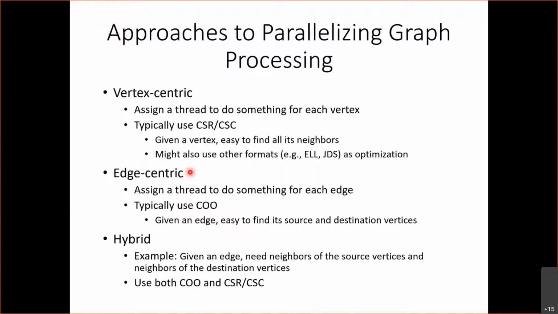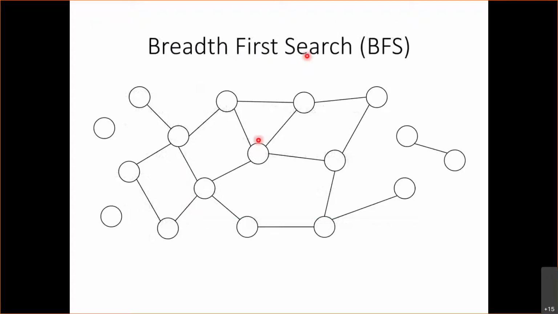Okay, so let's start with breadth-first search. What is the objective of breadth-first search? The objective of breadth-first search, at least the one we're going to look at today, is to find the distance or the level of each vertex from some source vertex. So given a source vertex, I want to find how many edges all the other vertices are away from this source vertex.